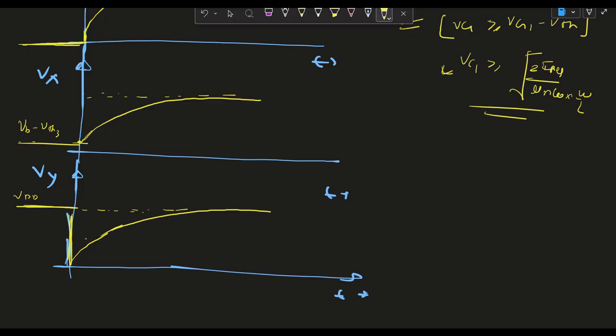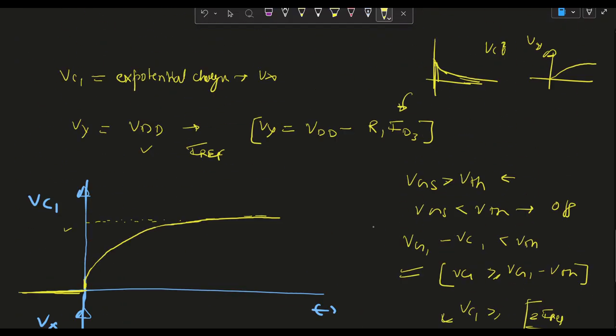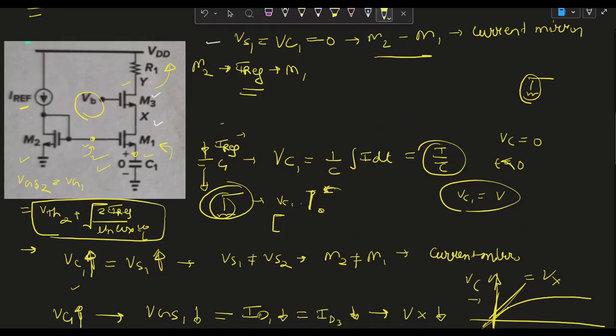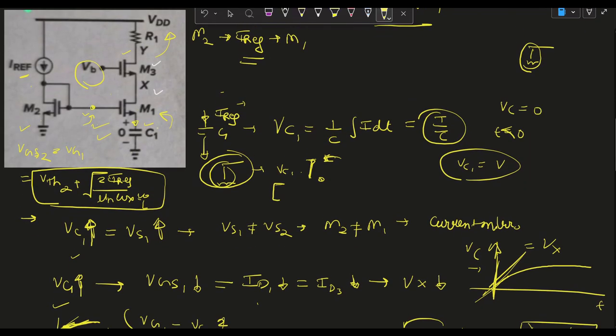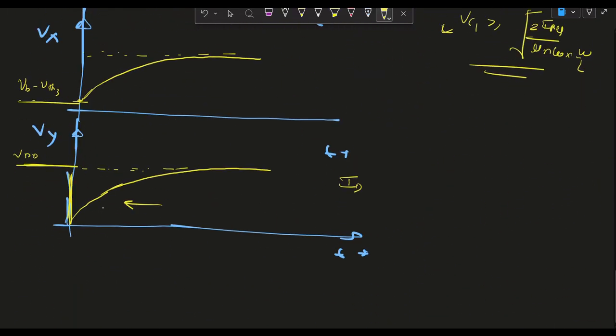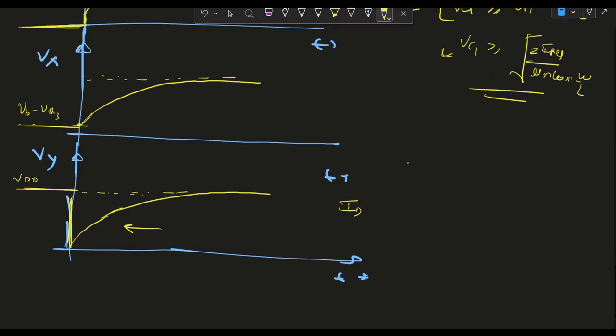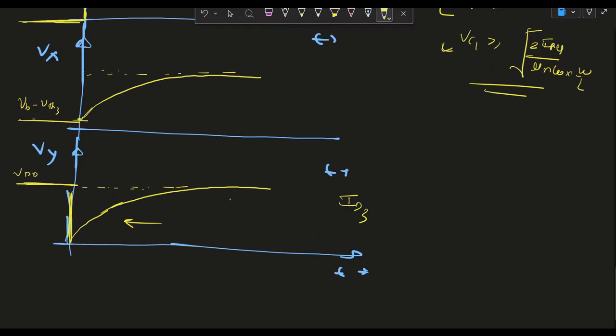This is our final conclusion. Why is this an exponential curve? Because the current is causing a voltage drop in the R1 resistor, and it is an exponentially decreasing current, and due to this our voltage also increases exponentially. As current is decreasing exponentially, voltage will increase exponentially. That's why this is an exponential curve.